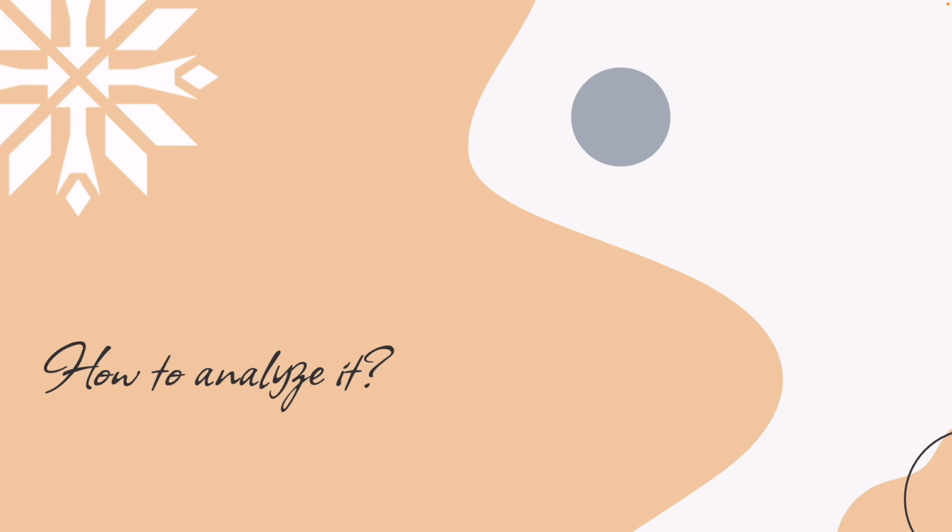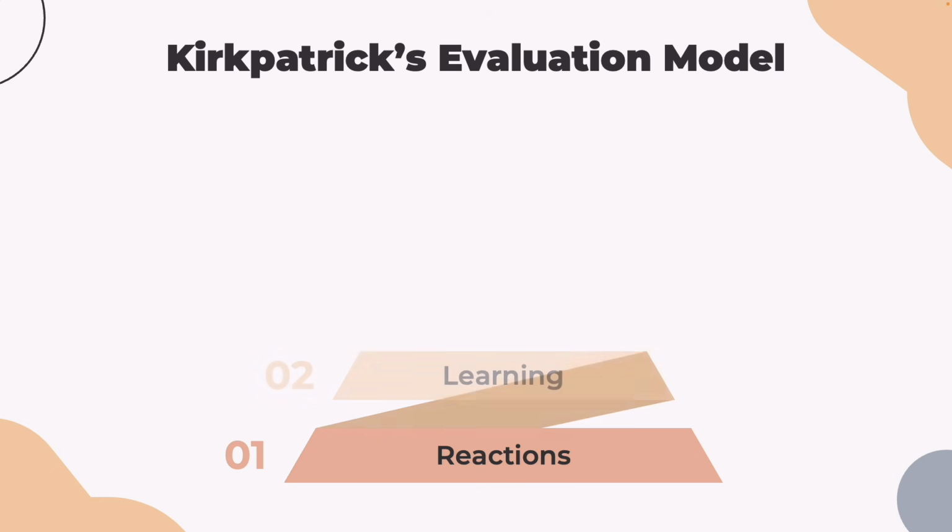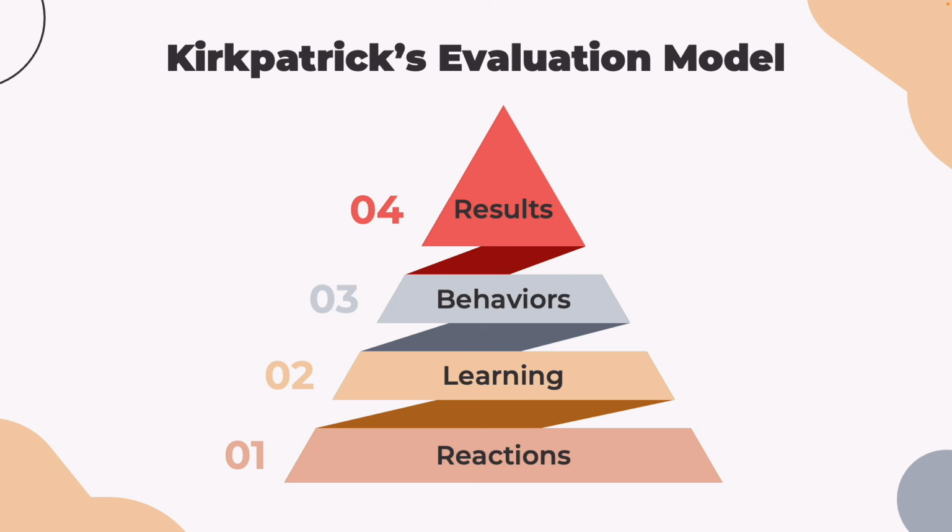How to analyze it? The analysis phase at level 4 is where you'll put on your detective hat. You're not merely looking for a thumbs up or thumbs down, you're piecing together the narrative of how the training has or hasn't propelled the organization forward. This involves scrutinizing the data meticulously and perhaps employing more complex statistical methods to draw substantial conclusions about the training's return on investment. And that's all you need to know about Kirkpatrick's learning evaluation model.